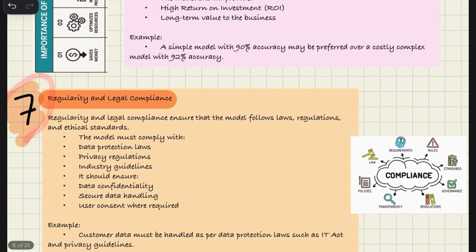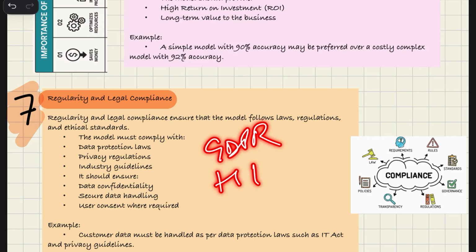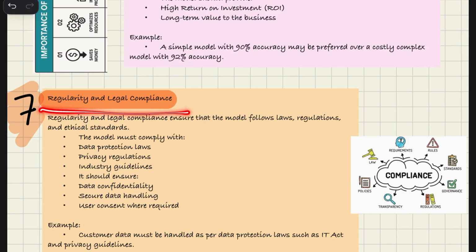The very last requirement is regulatory and legal compliance. Our model must strictly comply with local and global privacy laws. We need to ensure compliance with GDPR, HIPAA and the IT Act. These are very important to ensure that our data is handled privately and securely, and that user consent is taken. So our model must have regular compliance so that if any issue arises, we have the support.